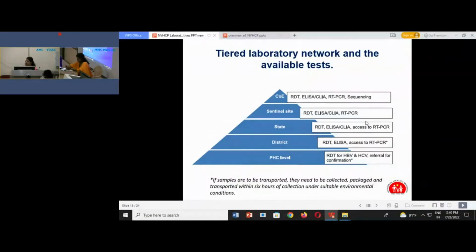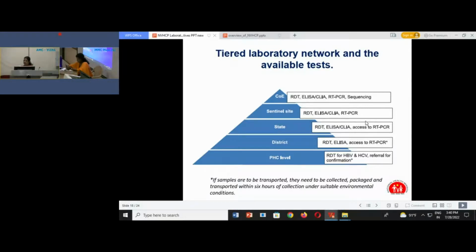Under the National Viral Hepatitis Control Program, the tiered laboratory network and the available tests. Under this pyramid, tests are done at different levels. At the PHC level, rapid diagnostic testing is done for hepatitis B and hepatitis C.